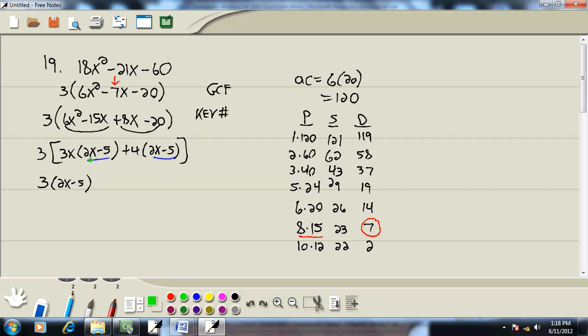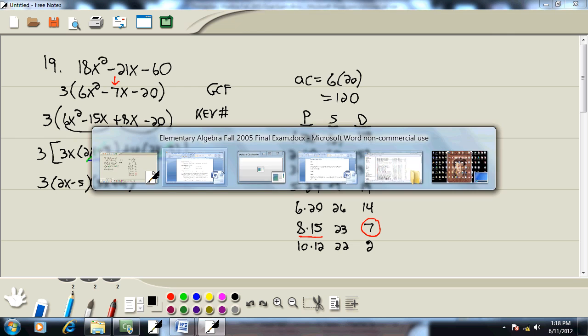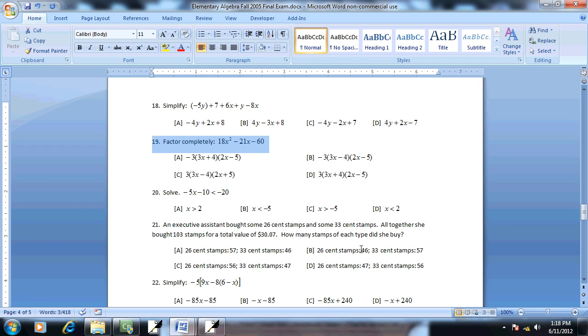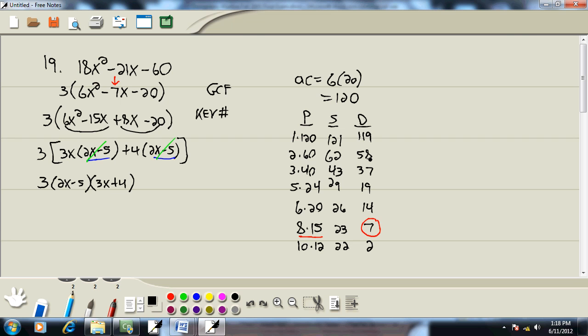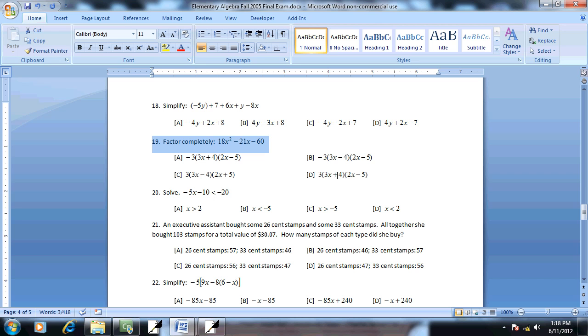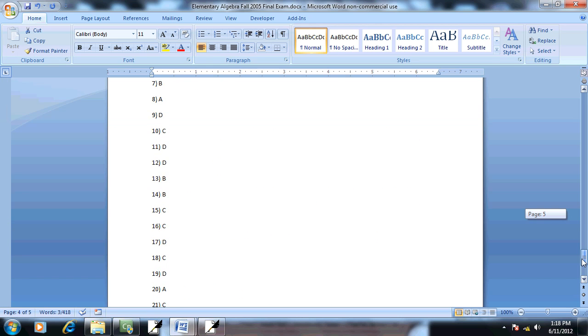And to see what's left, you could cross these out. And what isn't crossed out is what goes in your second set of parentheses. So 3x plus 4. And that would be our answer. Which would be, let's see, 3 times 2x minus 5 times 3x plus 4. That'd be D. D as in David. So 19D.